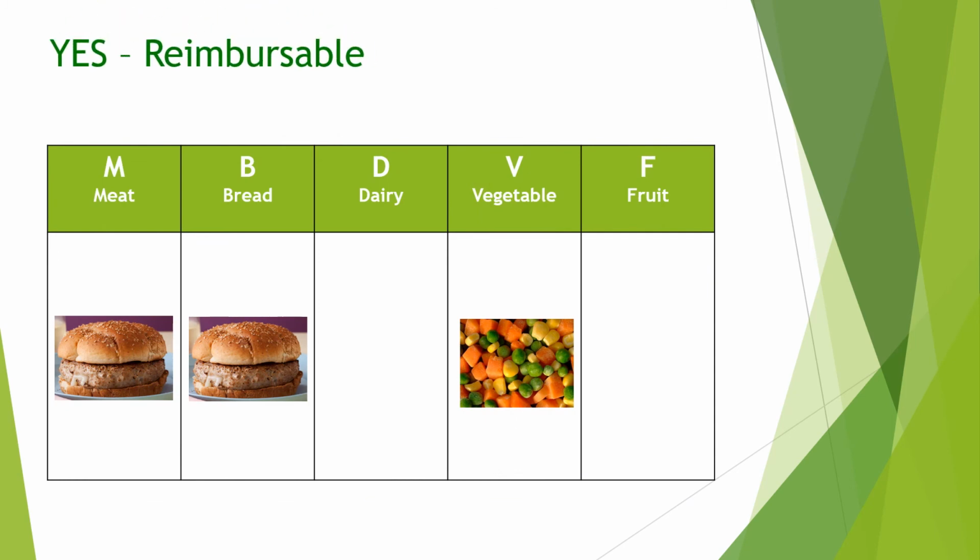Yes, this is a reimbursable lunch. Even though there are only 2 items, it has 3 components. The hamburger is a meat component, and the hamburger bun is a bread grain component, and the half cup serving of mixed vegetables is a vegetable component.